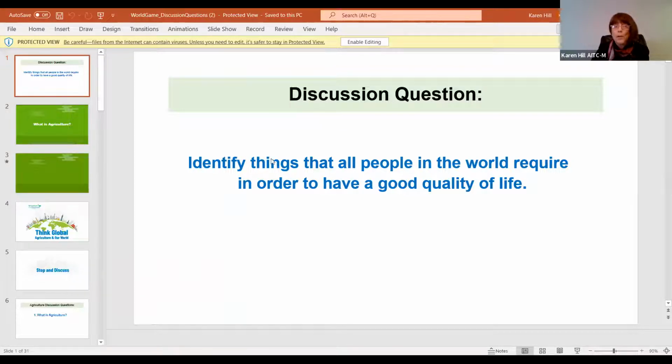The first thing we have here is a discussion question to activate your students to start thinking about what people require in the world in order to have a good quality of life? And of course, there are many answers to this. And then we're going to let the students know that, of course, all people require food. And so we are going to look more closely at food and the agricultural industry, because that's the industry that's responsible for growing, processing, and distributing food.